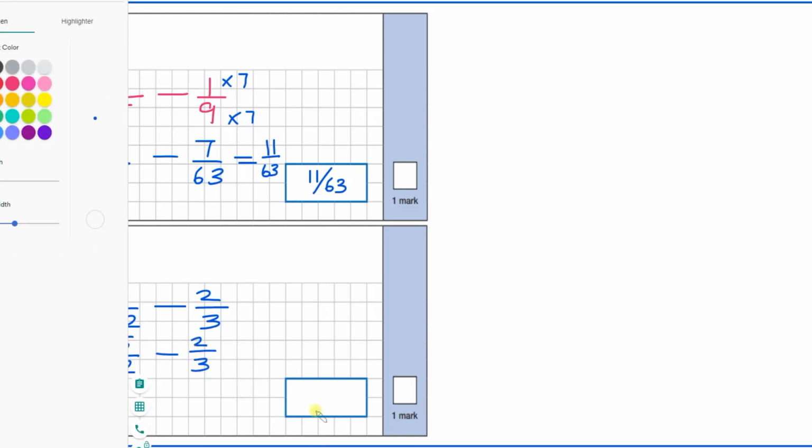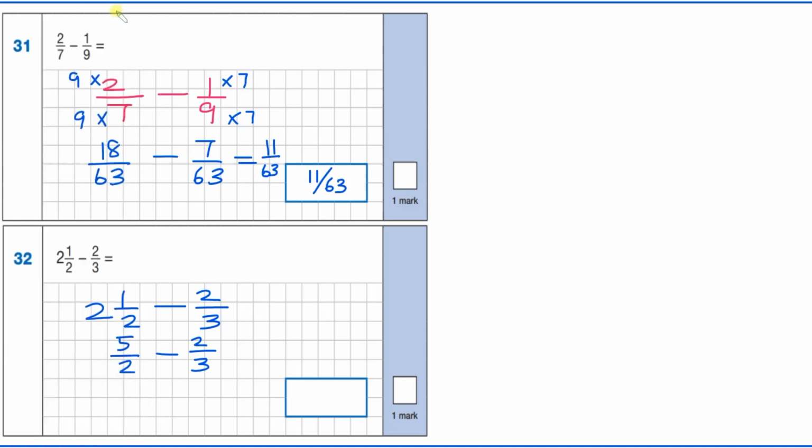Now after that I'm changing the color. You need to make the common denominator at the bottom. So 2 and 3 is 6. So I'm going to times it by 3, times it by 3, times it by 2, times it by 2. So 3 times 5 is 15 over 6 minus 4 over 6.